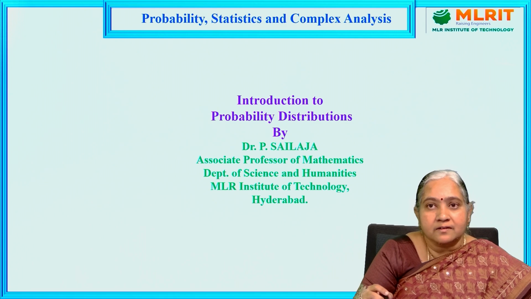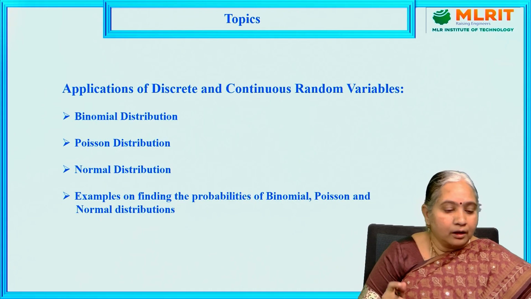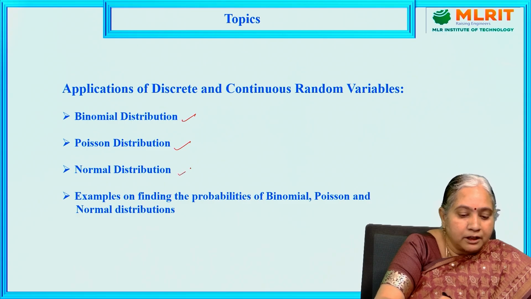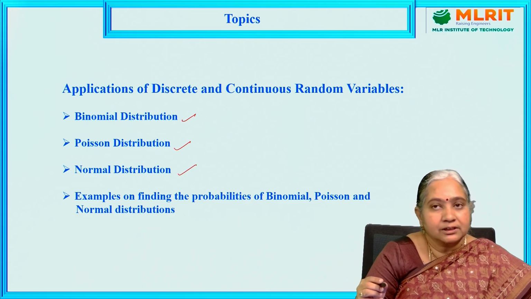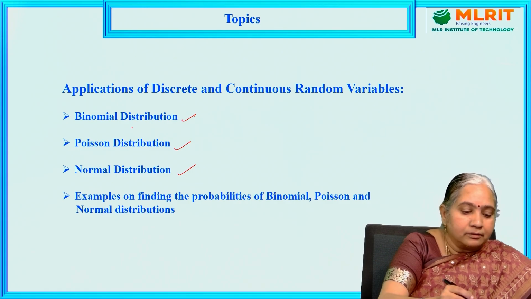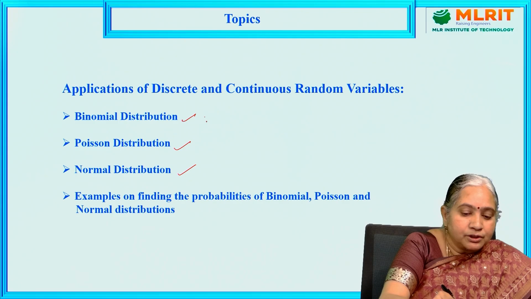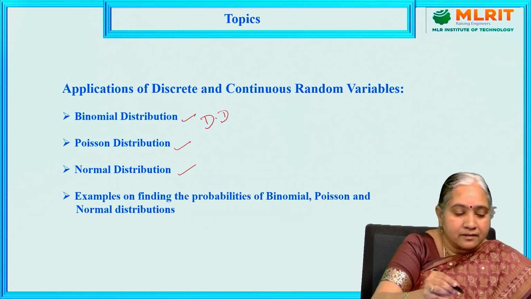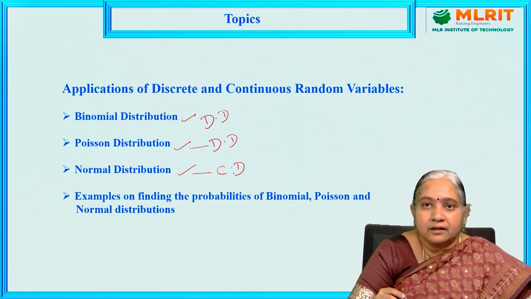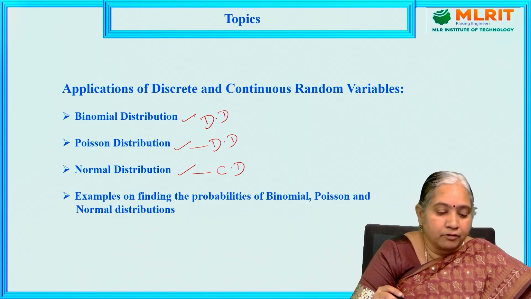Today we are going to discuss the application of discrete and continuous random variables. So here, binomial distribution, Poisson distribution, normal distribution. Here we study these three distributions. Binomial distribution is a discrete distribution. Why it is discrete, we discuss later. Poisson distribution is also a discrete distribution, and normal distribution is a continuous distribution. Now we discuss these probability distributions one by one.